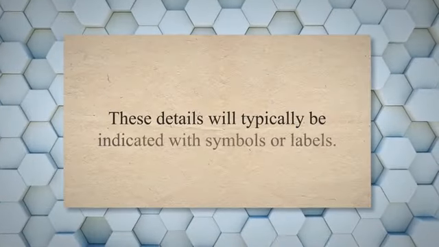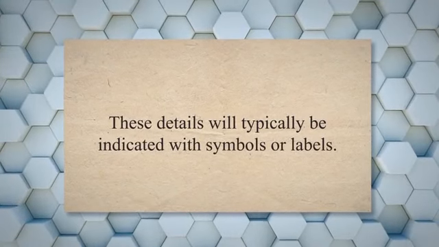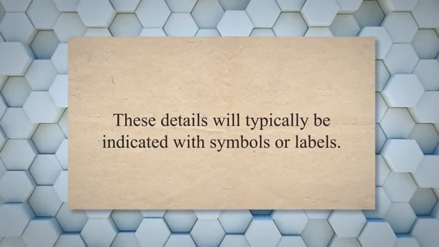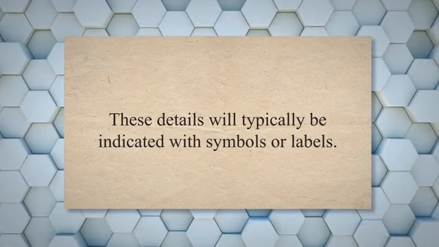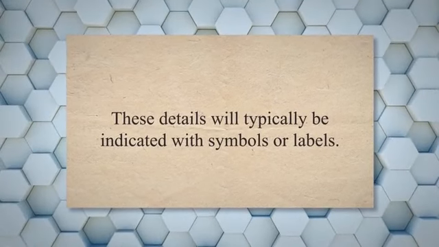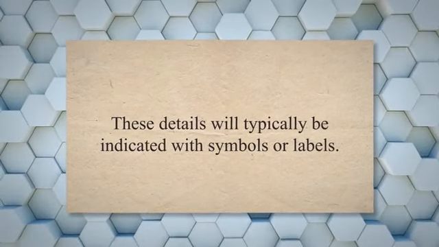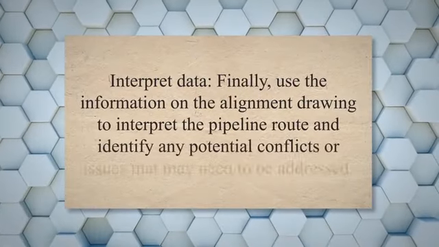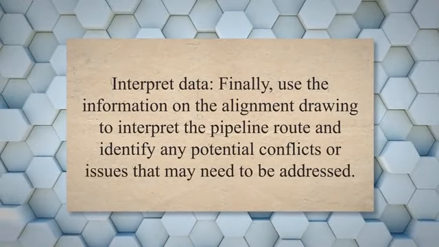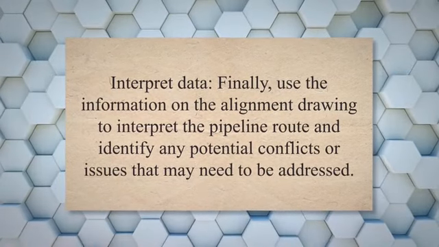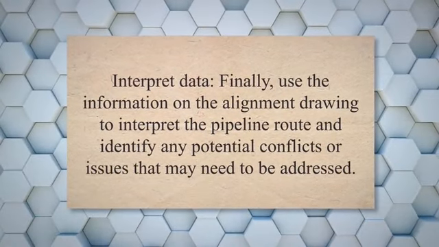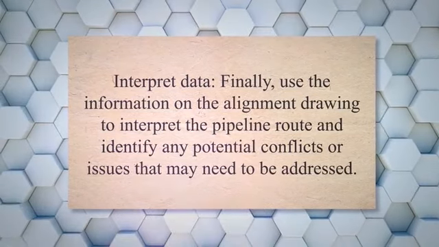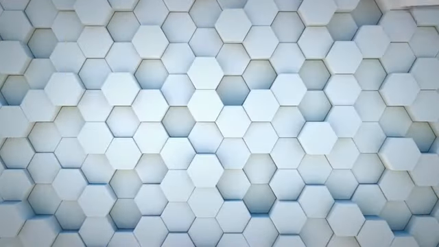Review details. Review any additional details on the drawing, such as the location of valves, manholes, or other infrastructure. These details will typically be indicated with symbols or labels. Interpret data. Finally, use the information on the alignment drawing to interpret the pipeline route and identify any potential conflicts or issues that may need to be addressed.